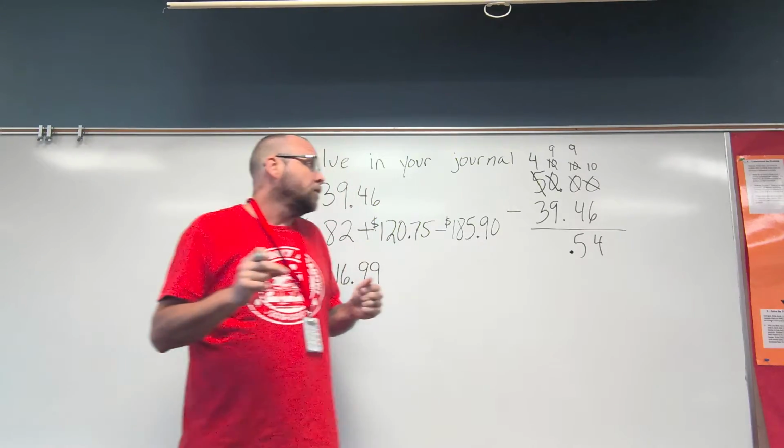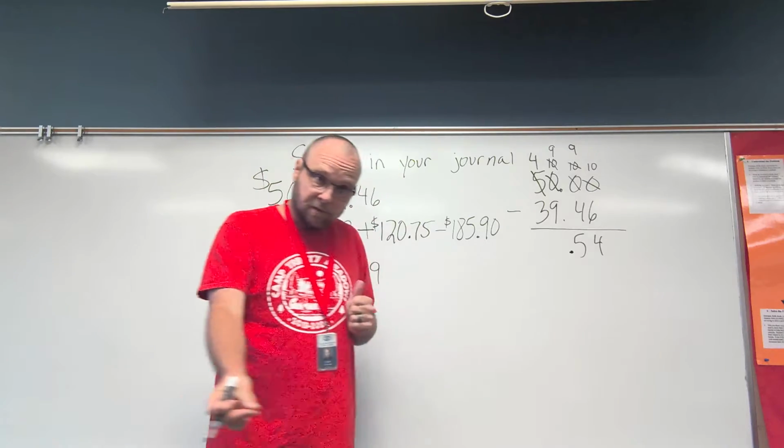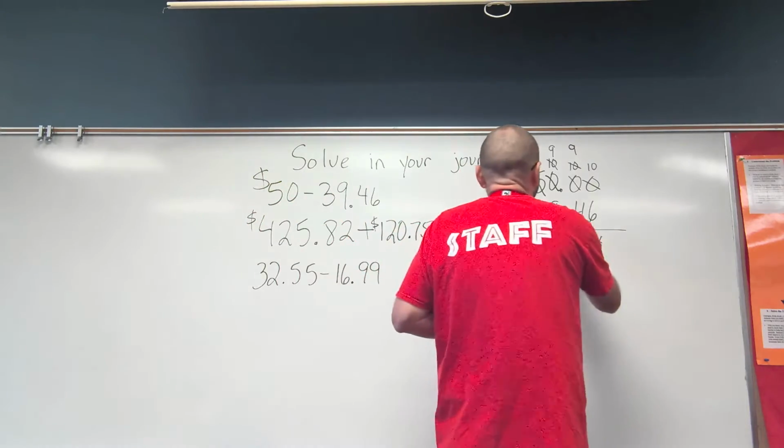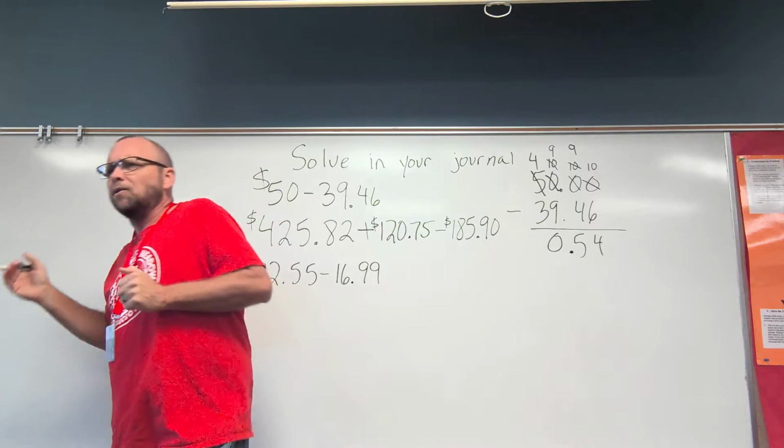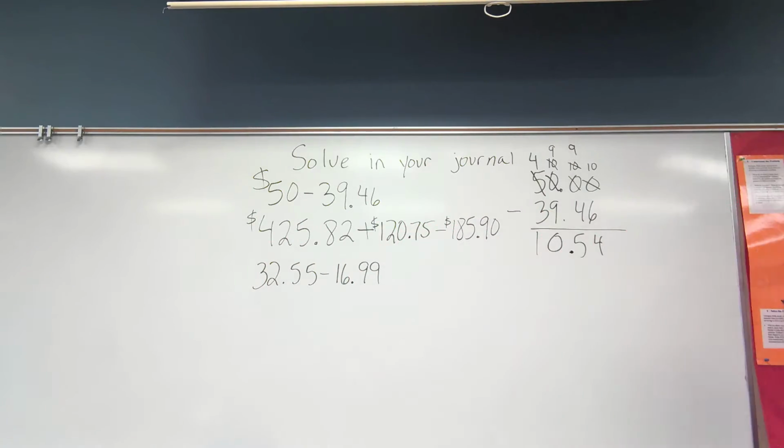Now I have 9 $1 bills, and I'm taking away 9 $1 bills. So I have how many $1 bills? 0. 4 $10 bills. I'm taking away 3 of them, and how many do I have now? 1. Okay? So she should have gotten $10.54 back. Yay.